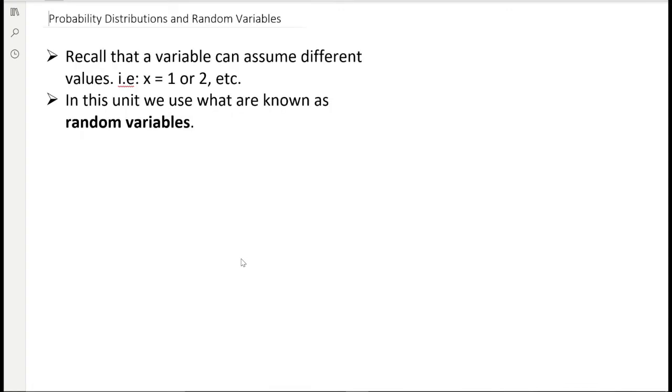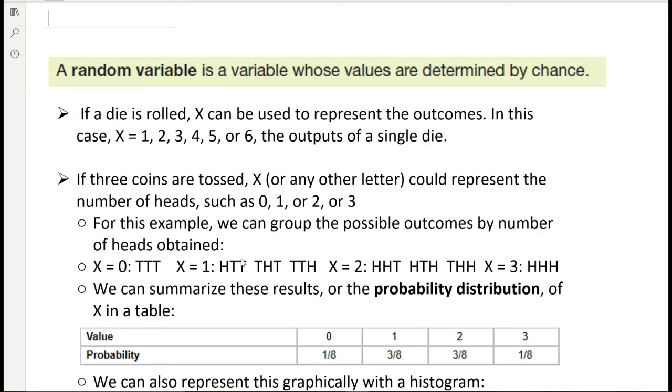So let's talk about probability distributions and introduce the idea of random variables. So remember that a variable can assume different values. So x equals 1 or 2, for example. Now in this unit we use what are known as random variables. So a random variable is a variable whose values are determined by chance. So for example, if a die is rolled, x can be used to represent the outcomes. In this case, x would be equal to 1, 2, 3, 4, 5, or 6, which are the outputs of a single die.